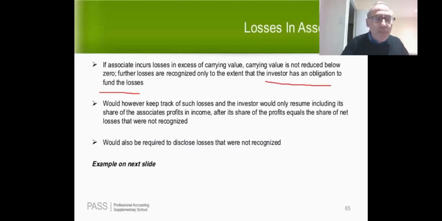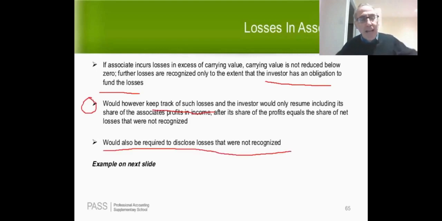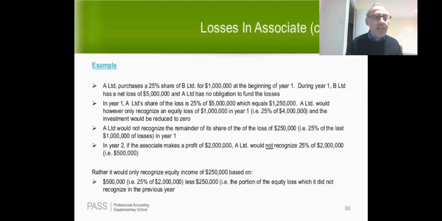But we would keep track of these losses that we didn't recognize, and the investor would only resume including its share of associate's profits and income after its share of profits equals the share of net losses that were not recognized. I will demonstrate this numerically in just a moment. Now, any equity losses that are not recognized to avoid writing down the investment below zero get disclosed. Let's take a look at an example.